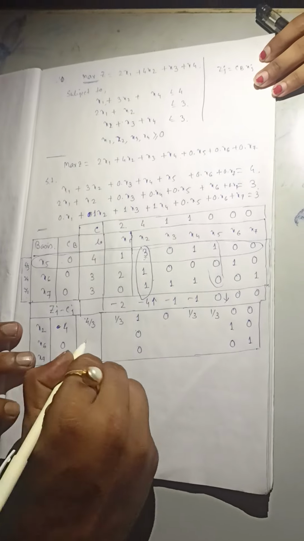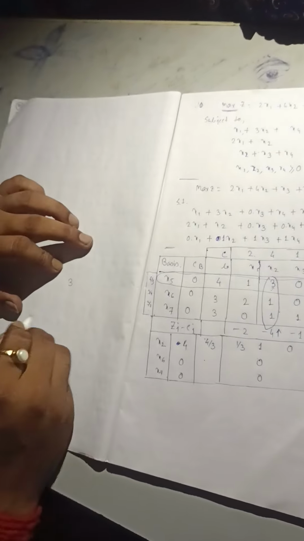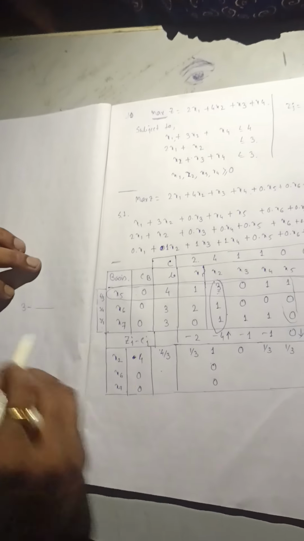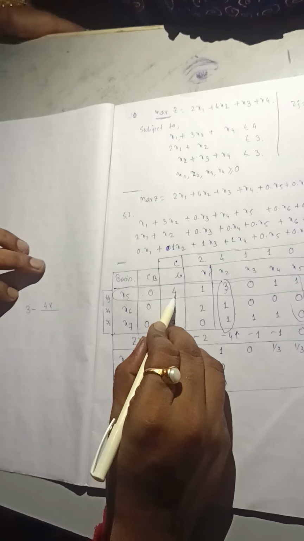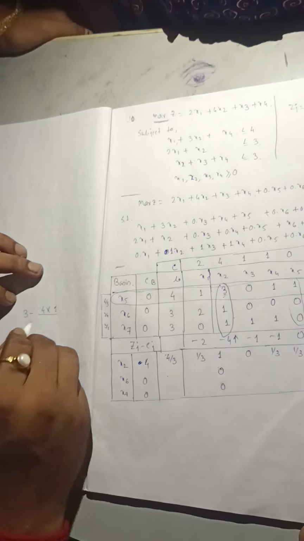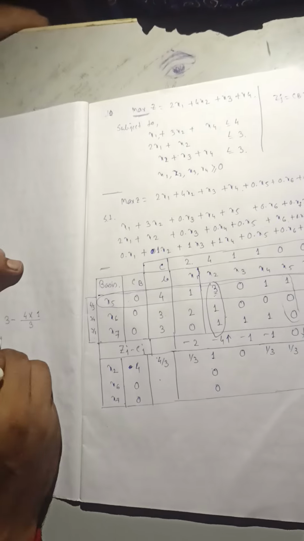Now I have to go for this position. To find out this position, what we are going to do? We are going to use this formula. Look, this is the old value. Old value was 3. So 3 was the old value minus the corresponding key row element. Corresponding key row element is 4, into the corresponding key column element. Key column element is 1. And key element is 3. So what I am going to get? 3 minus 4 by 3.